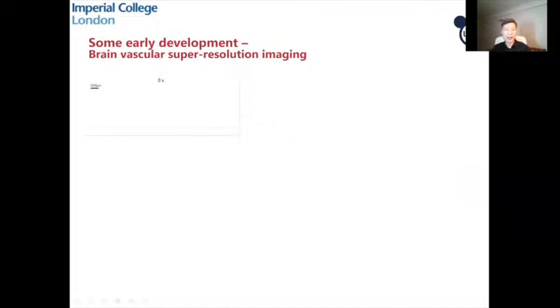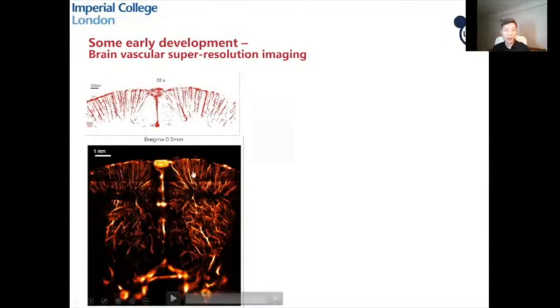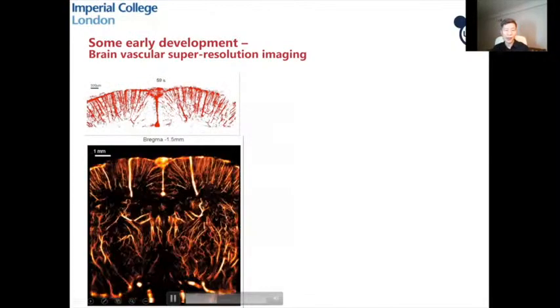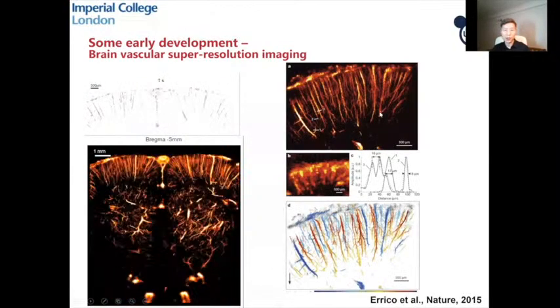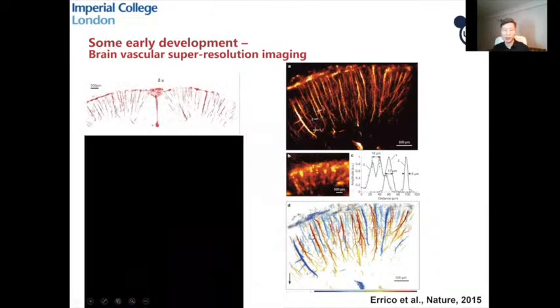This is another early development, in rat brain super resolution imaging. When I play this video, you can see the accumulation of the signal over time in a part of the rat brain. And this is the final super resolution result in a single 2D plane. But you can do this in multiple 2D planes, and you can also display it in a 3D way when you have this 3D information.